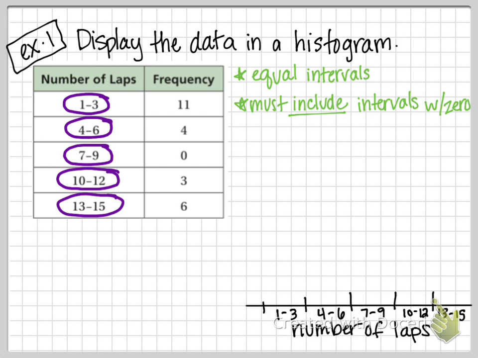Along the bottom, we're putting those intervals: 1 to 3, 4 to 6, 7 to 9, 10 to 12, 13 to 15. So we sort of separate into intervals, and that's where our boxes will go that show how many were in each of those intervals.